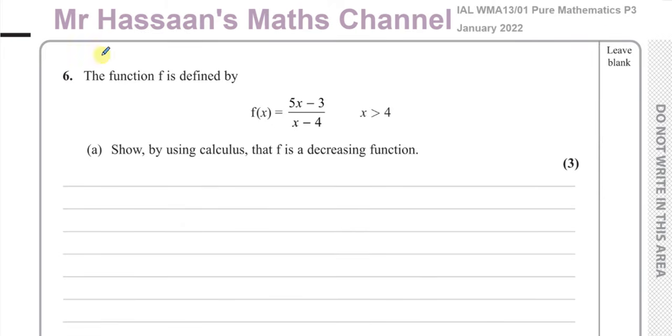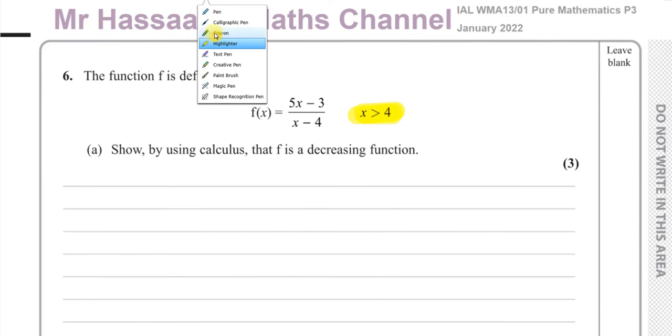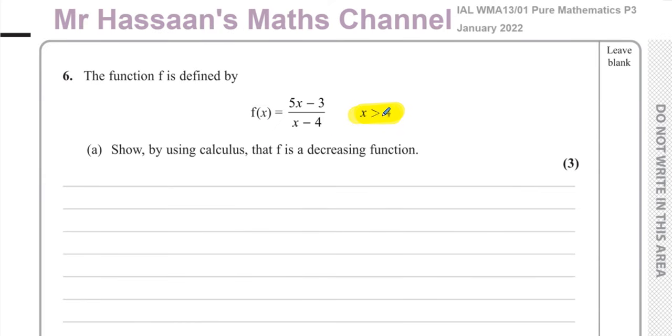It says the function f is defined by f of x equals (5x minus 3) over (x minus 4), where x is greater than 4. Now, a lot of students don't take much notice of these little conditions mentioned next to a function. But in P3 especially, it's very important that you do, because sometimes you're asked to find the range or the domain of the function or the inverse function, and this then becomes very, very important.